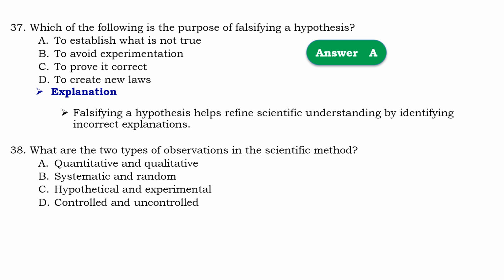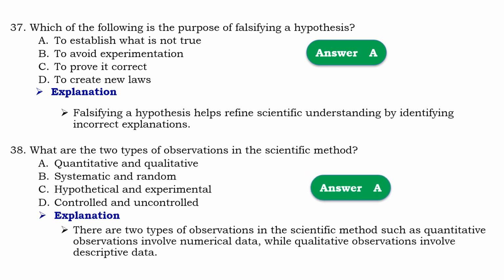Question number 38. What are the two types of observation in scientific method? scientific method ውስጥ ሁለት observation አይነቶች አሉ እነሱ የትኞቹ ናቸው ይላል so that should be a quantitative and qualitative observation means that there are two types of observation in scientific method such as quantitative observation which involve numerical data and qualitative observation which involve descriptive data.